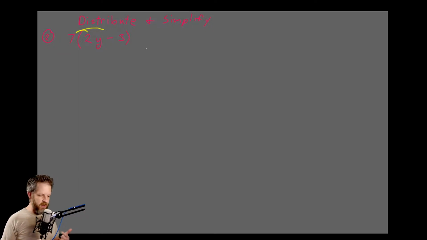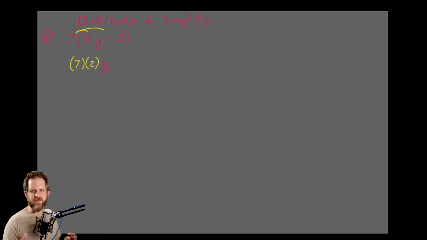Well, what we do is really, really simple. We multiply the coefficients. Remember, the coefficients are the numbers in front. So we're going to do 7 times 2. And the y is just going to come down and hang out. This is not 2y times y. It is 2 times y times 7, right? And that's important that we keep that separate.